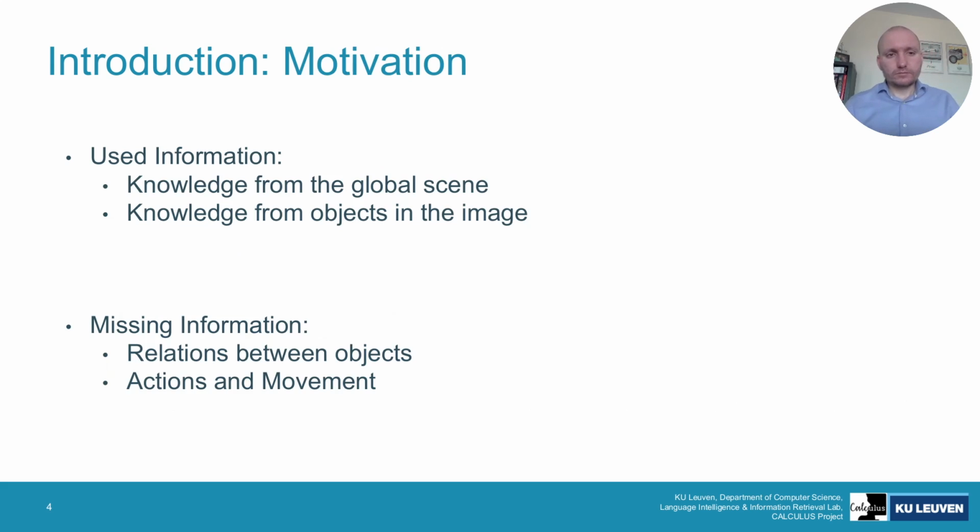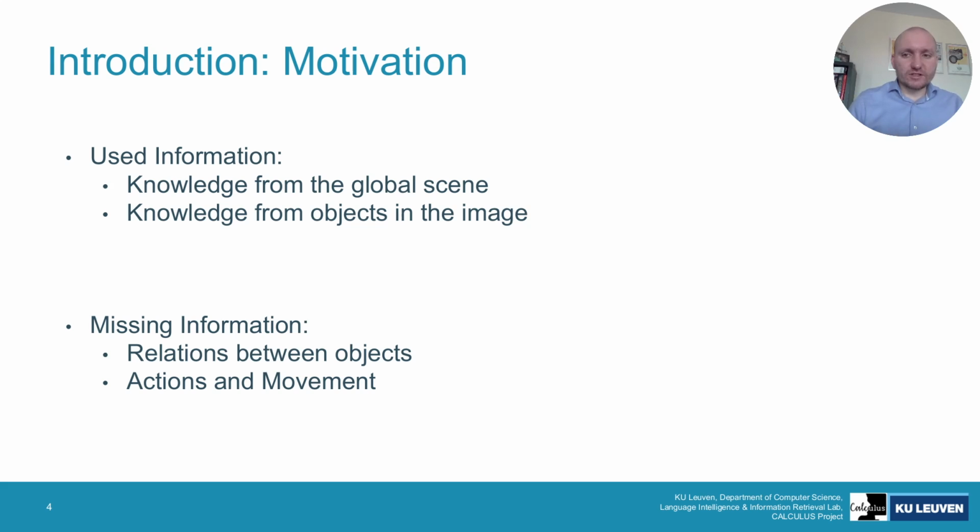So now the motivation for our process. We know we have knowledge about the global scene and we have knowledge about the objects in the image for generating the description. But what we are lacking is some knowledge regarding relations between objects and the interaction between them, because often it's not just a person sitting somewhere, he's doing something, but for instance sitting on a chair. And often there's also some action and movement. So I could be standing in a room or I could be walking down a hallway, and this should also be captured in the description.